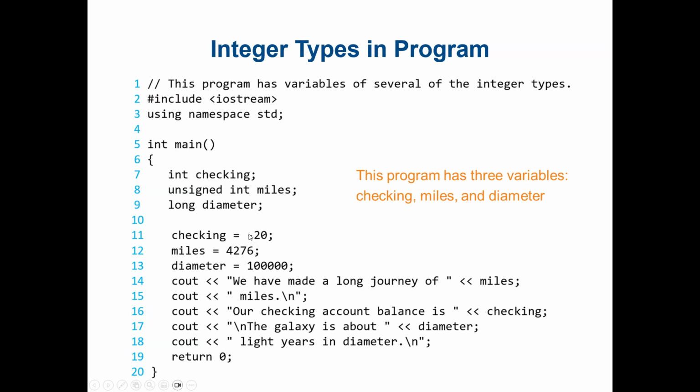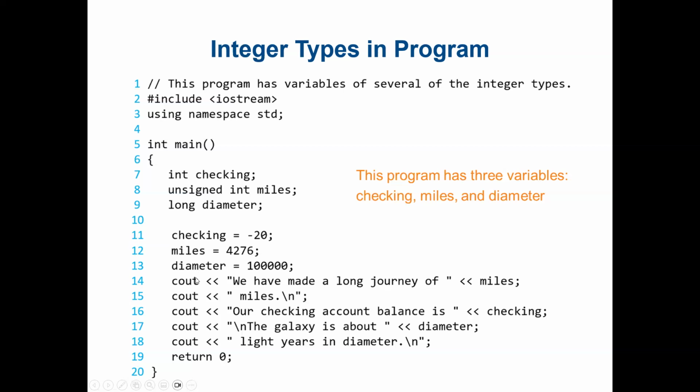The next step is to assign values. Again, in C++ programming, one equal sign means the assignment operator. This means I'm giving -20 to the checking variable, or I'm storing -20 in the checking variable. Now, if I want to test equality, then I'll use two equal signs. So checking equal equal -20 means I'm saying that the checking value is equal to -20. So again, we are assigning 4276 to a variable named mouse. We are also assigning 100,000 to a variable named diameter.